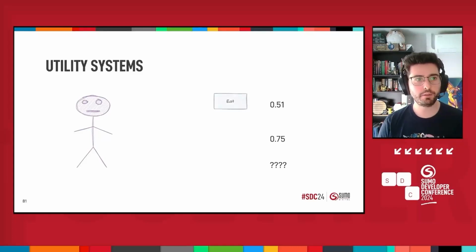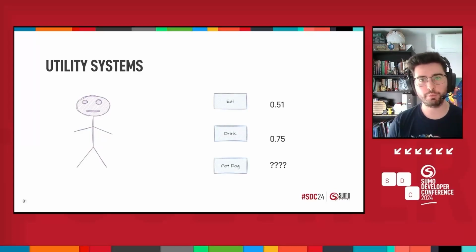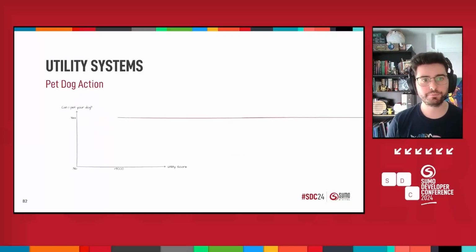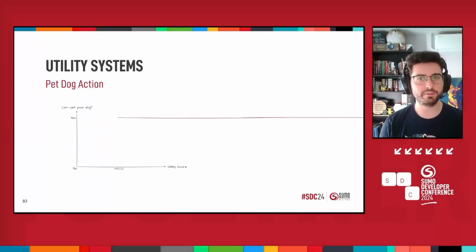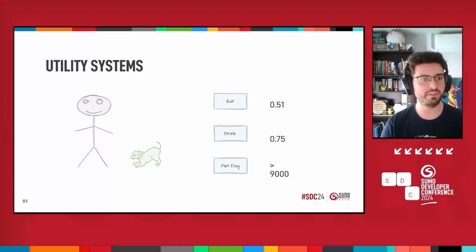So we've calculated the eat action, we've calculated the drink action, but we still have to calculate how to pet a dog. And how do we do that? It turns out it's not that difficult. NPC would rather just pet the dog. Doesn't need to drink, doesn't need to eat, just pet the dog.